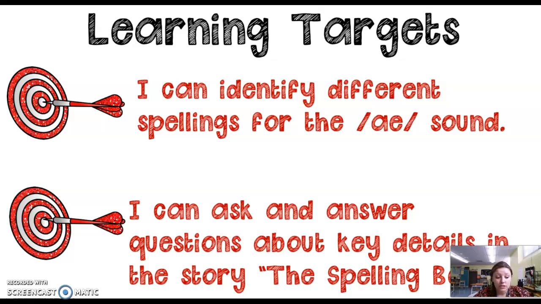So, to summarize today's lesson, we worked on different spellings for the A sound. We talked about AI and AY as new spellings, and we reviewed A consonant E, our magic E words. You are also going to be rereading the spelling bee on your Google form and answering some questions about it. So you can ask and answer questions about key details in the story called The Spelling Bee.